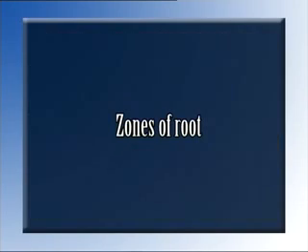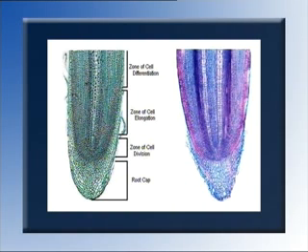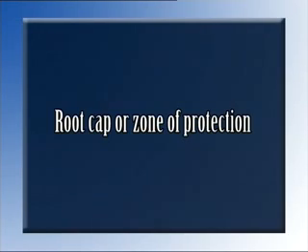Zones of root. A root is generally divided into 4 distinct zones depending upon the degree of maturation and activities taking place in each area. These regions, starting at the tip and moving upward towards the stem, are the root cap, zone of active cell division, zone of cell elongation, and zone of maturation. Root cap or zone of protection.